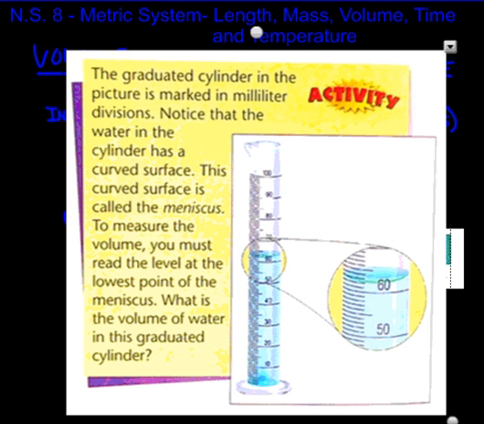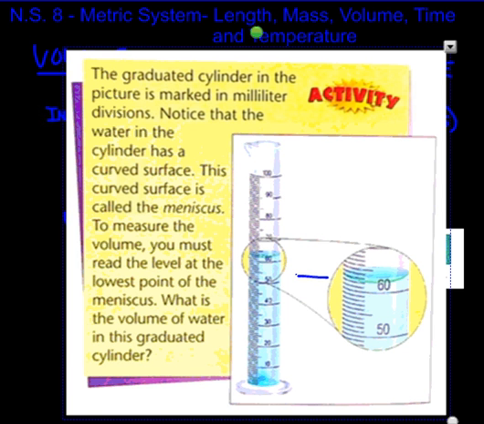Now let's look at an example from the Prentice Hall textbook, measuring volume of liquids. The graduated cylinder in the picture is marked in milliliter divisions. Notice that the water in the cylinder has a curved surface. This curved surface is called the meniscus. To measure the volume accurately, you must read the level at the lowest point of the meniscus. So what is the volume of the water in this graduated cylinder?